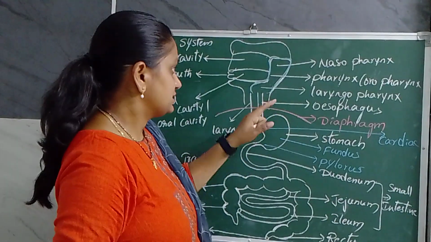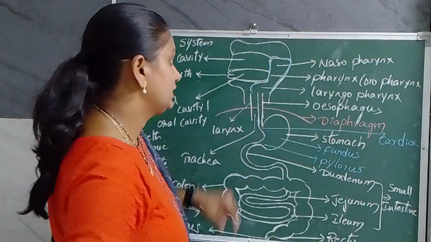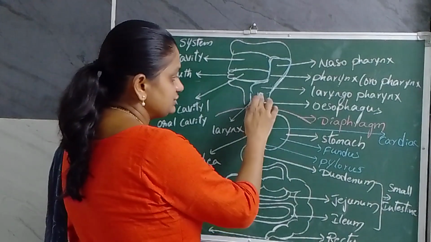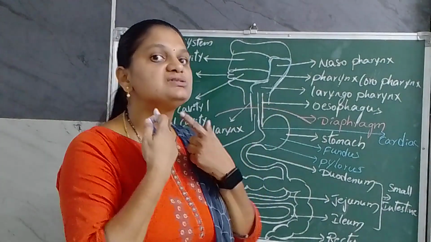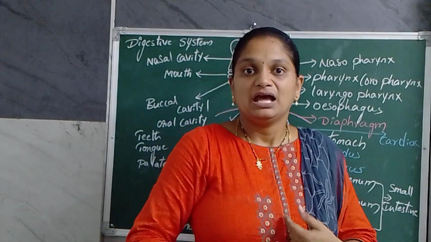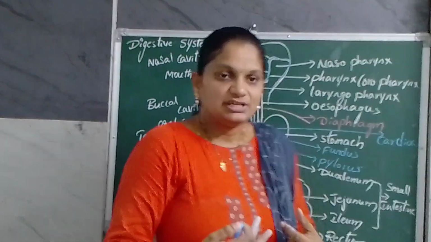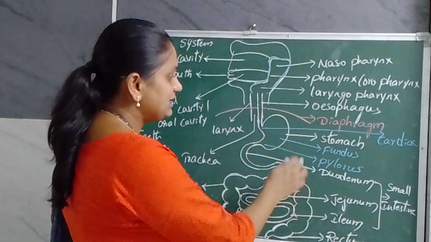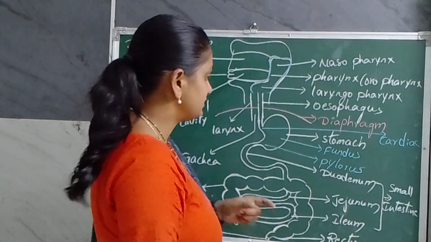Okay, next, this pharynx leads to esophagus. It is a tubular structure. It passes through our neck, thoracic region, and it pierces the diaphragm, and it opens into a J-shaped structure that is nothing but stomach. And this stomach has three regions.